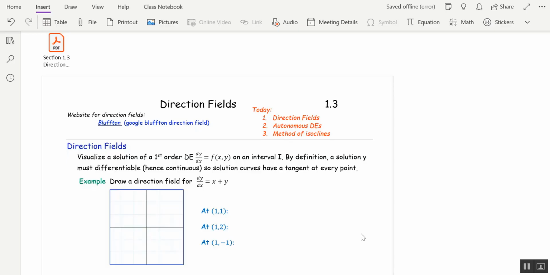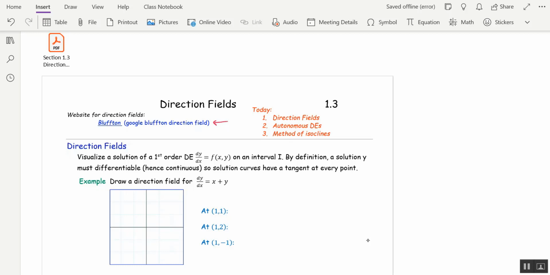Today we're going to look at direction fields, autonomous differential equations, and the method of isoclines. Up at the top here, we've got a website that you're going to use to do your homework in order to sketch direction fields, and I'll show you how to use that in this lecture.